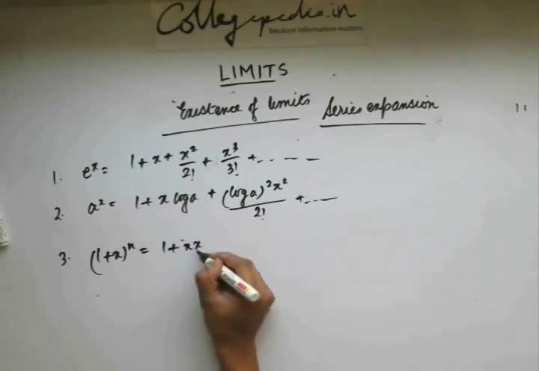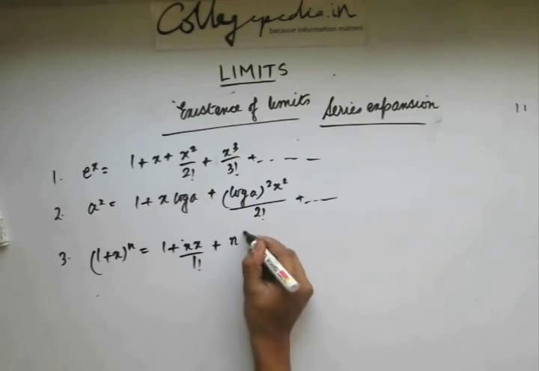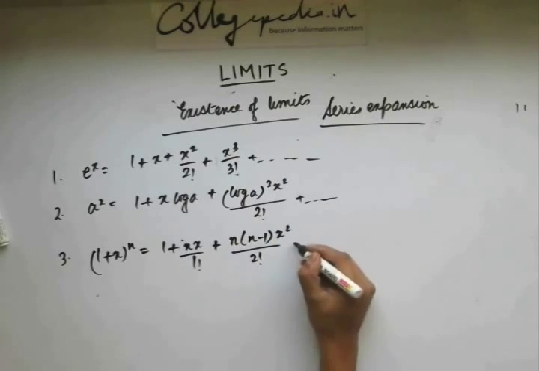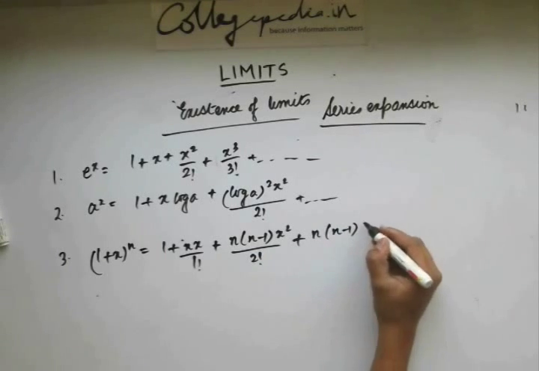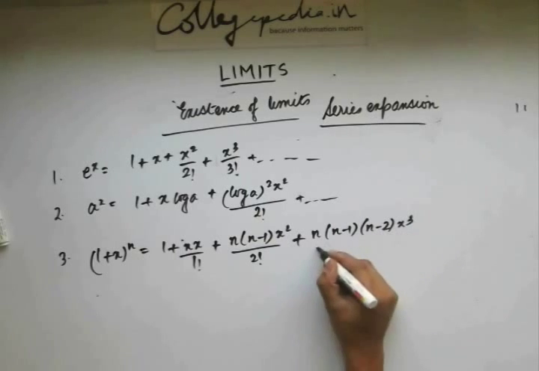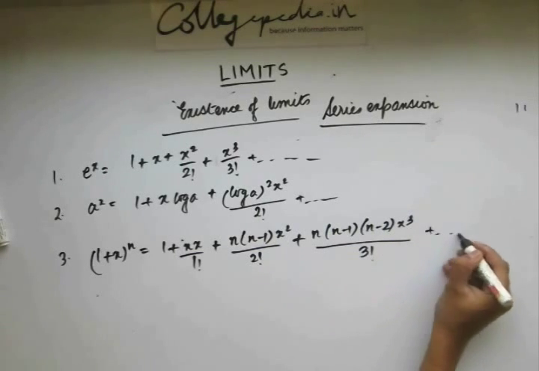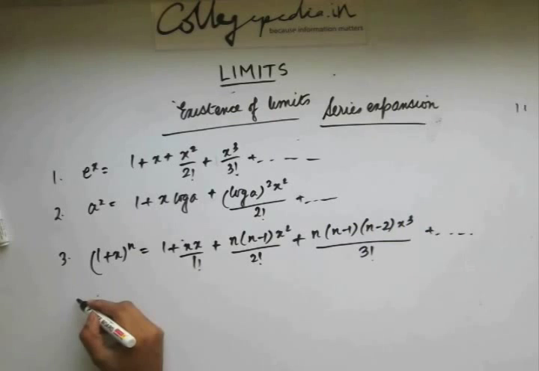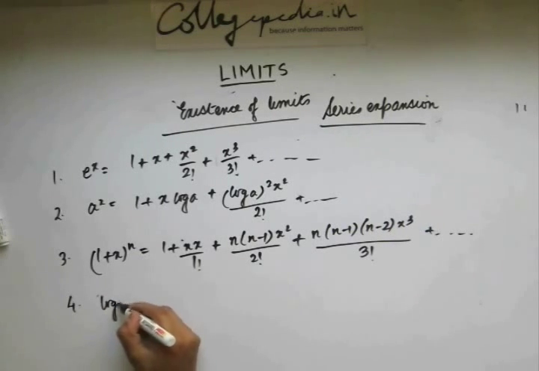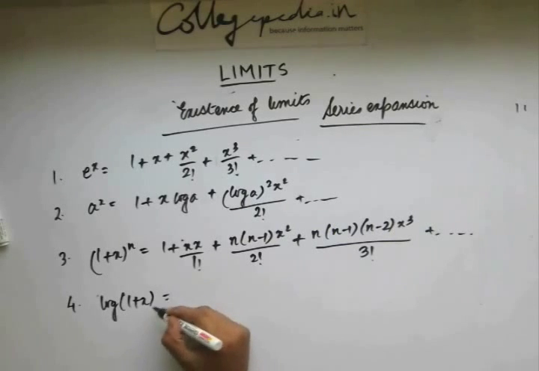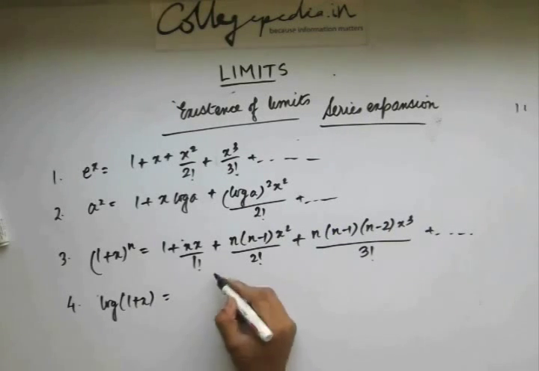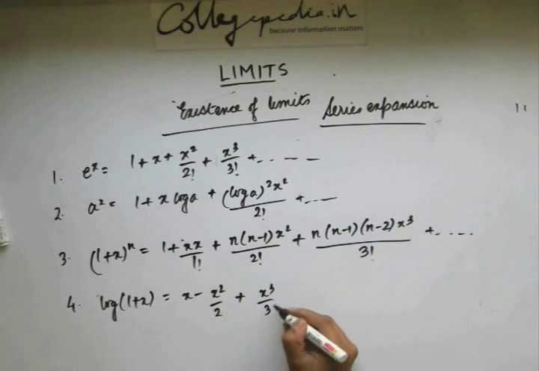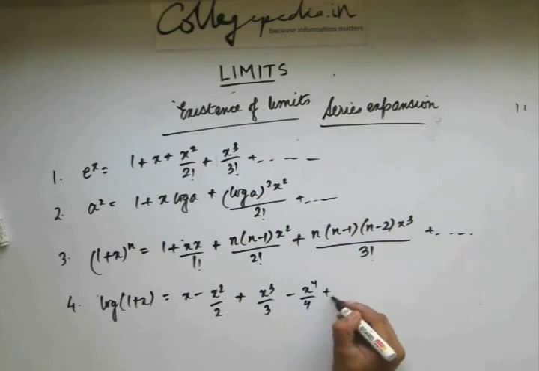The third is 1 plus x to the power n, this you'll get by just a binomial expansion. The fourth one is a very important one, that of log(1 plus x). Here x lies between minus 1 and 1. It goes on like this.